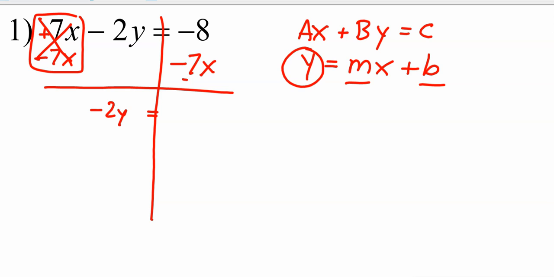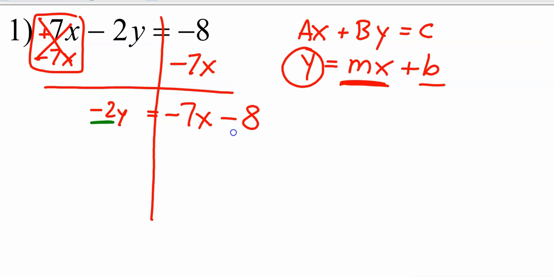Now, these two cannot combine. They are not like terms. So since slope intercept form has that mx first, you're going to do negative 7x minus 8. Negative 8 and negative 7x are not like terms. You cannot add them together. So basically you're adding negative 7x to 0x and negative 8 to 0. That's what you're getting.